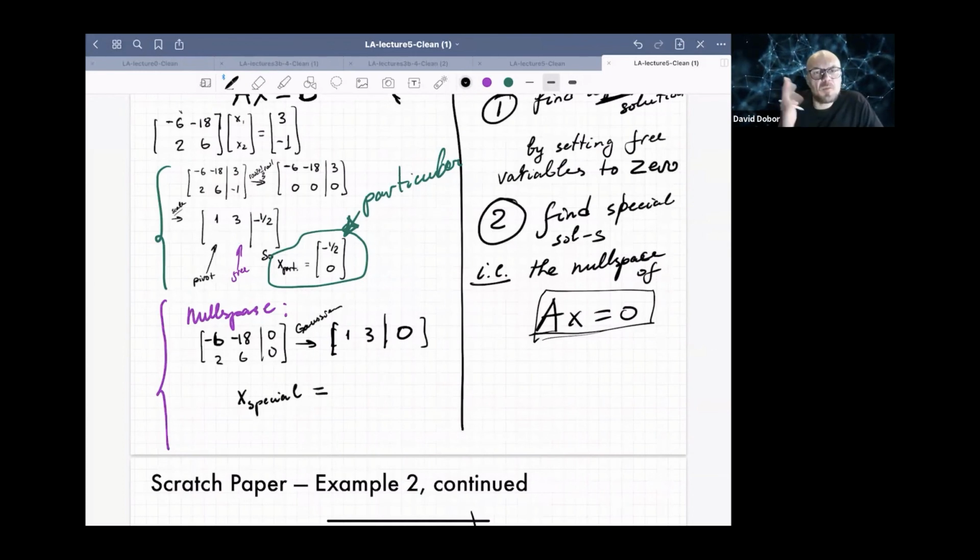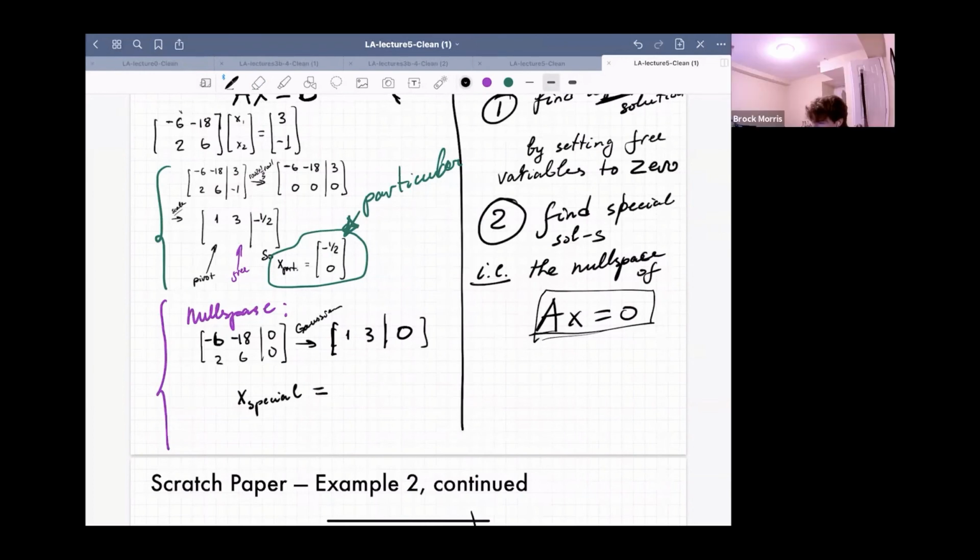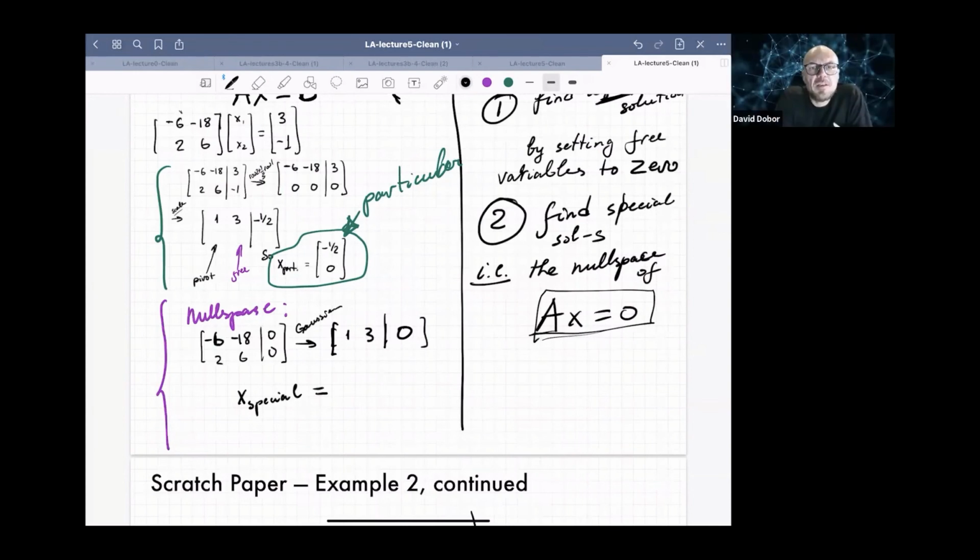In this case, what's the dimension of the null space? 2? Wait, one. Sorry, 1. That's the number of free variables. The null space has as many dimensions as free variables that I have. In this case, it just happens to be 1. I have one pivot. This guy is the pivot, and the other is free. For the special solution, you set the free variables one at a time. So set this free to 1.